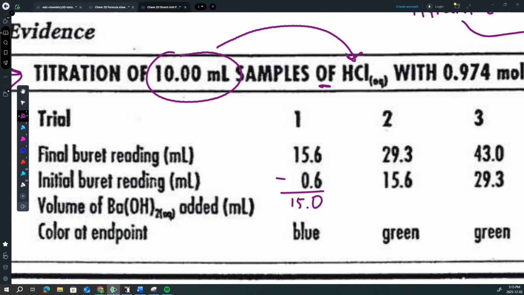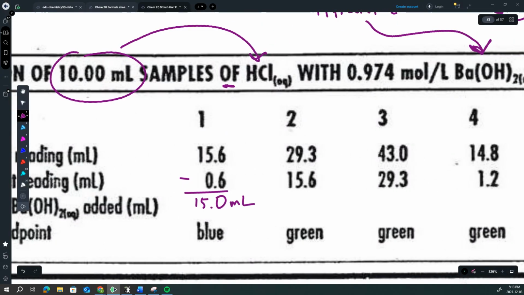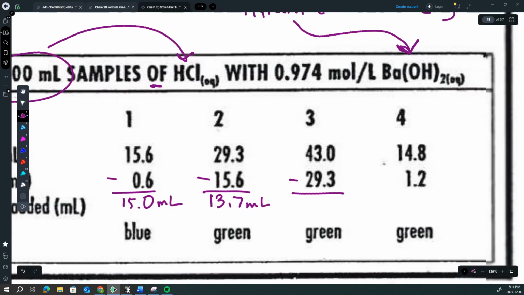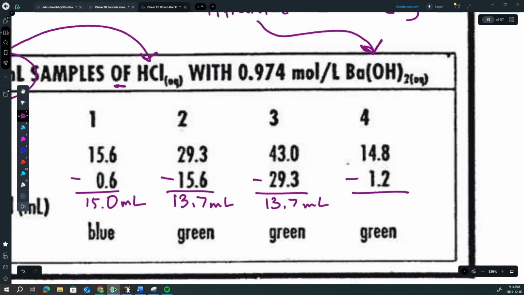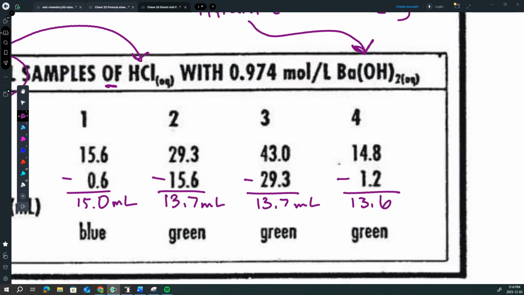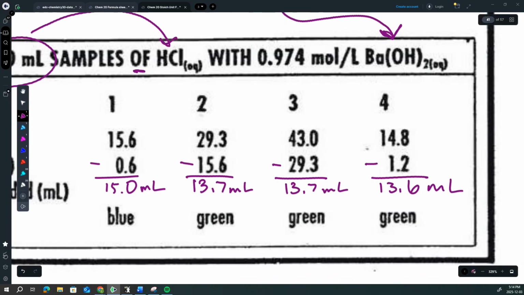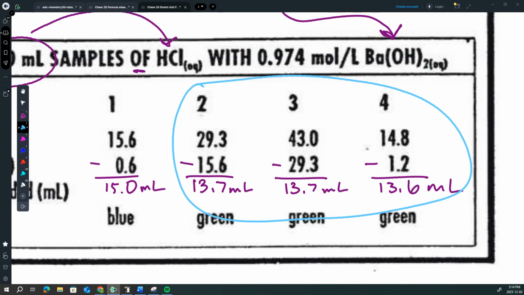So this is 15 milliliters. Subtracting these two is going to be 13.7 milliliters. Subtracting these two is going to be 13.7. And then subtracting these will be 13.6. Alright, so as you can see, these trials are all within plus or minus 0.2 milliliters. This is our outlier, so we are not going to use it.